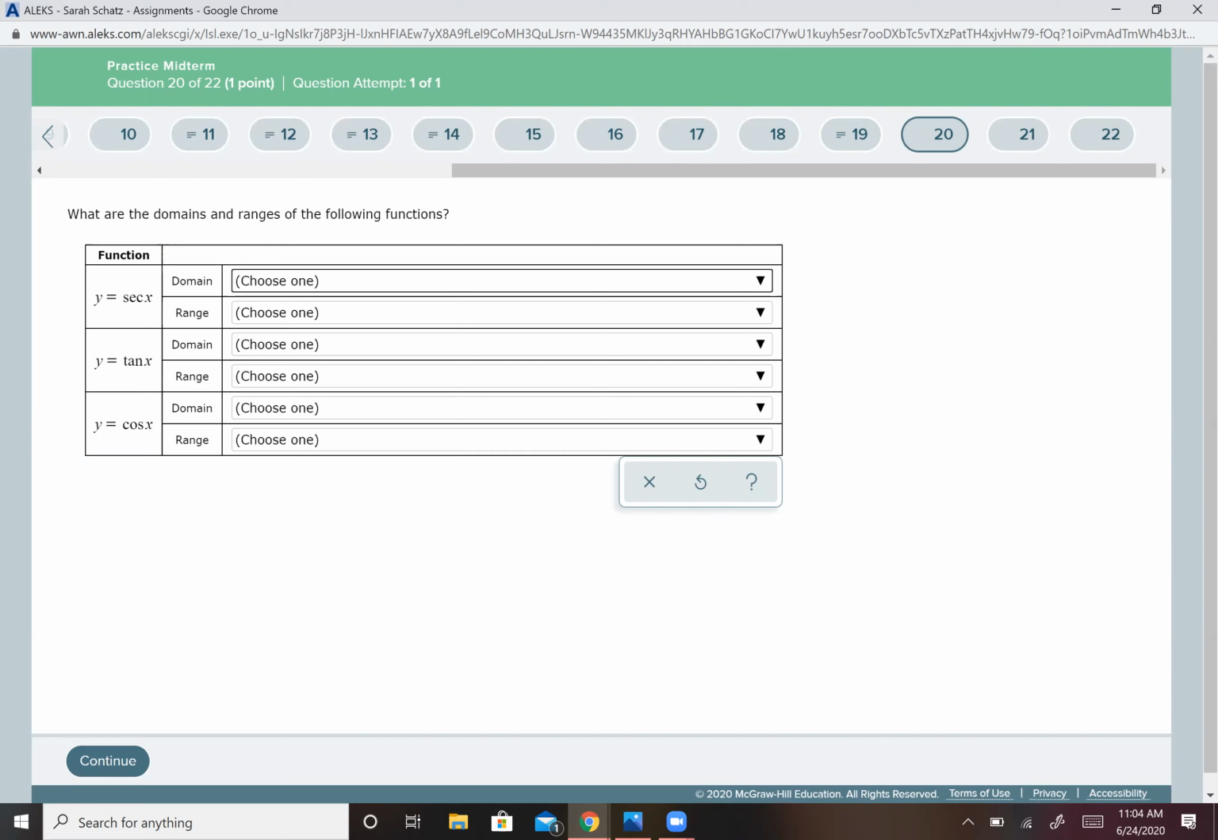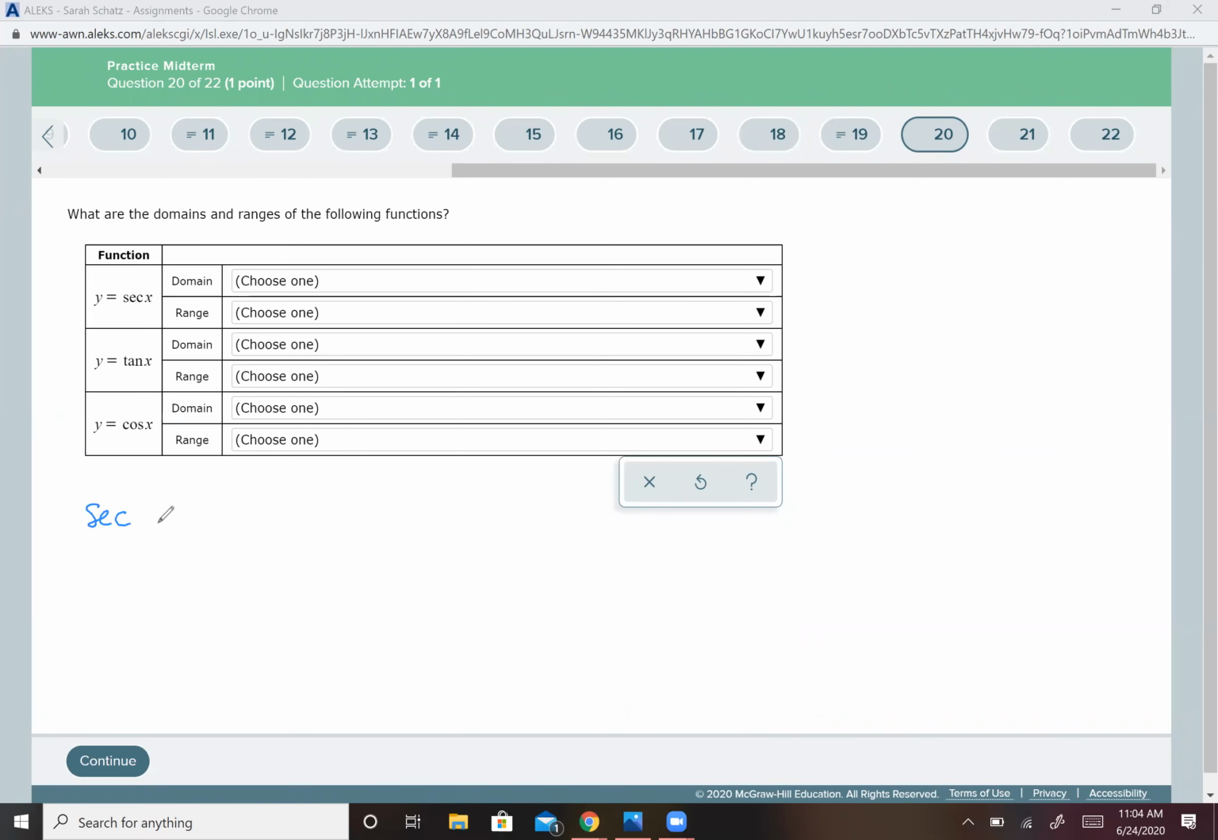Okay, so domain and ranges. You can have these referenced if you want to. I like to just memorize them, but I did write them all in one of those videos. And if you don't have them referenced, you can always figure them out. Remember, the domain is everywhere where a function is defined. So where does secant exist and where is it undefined?